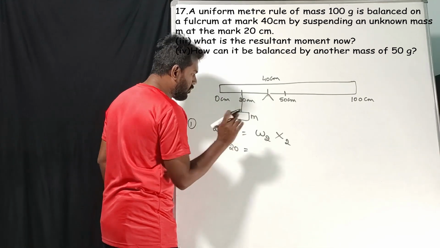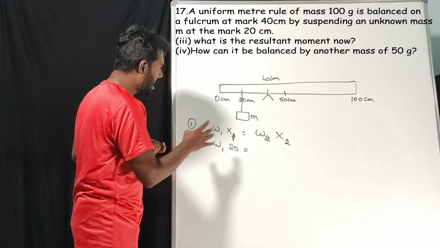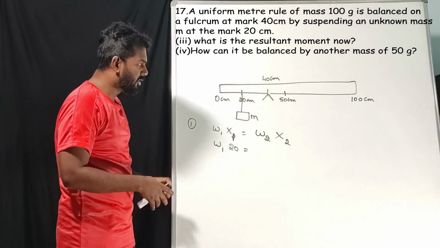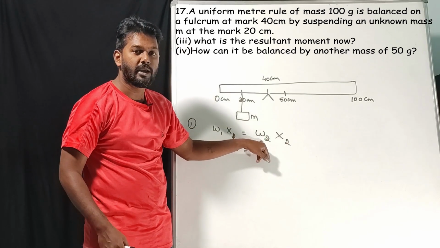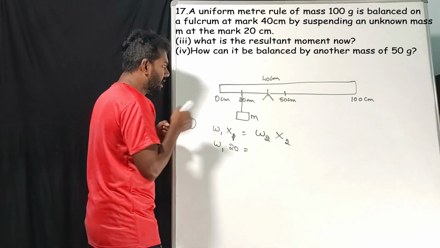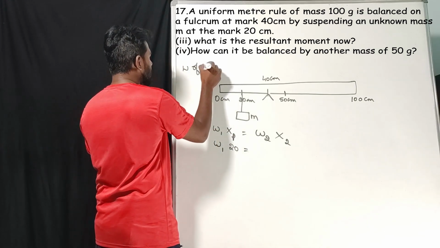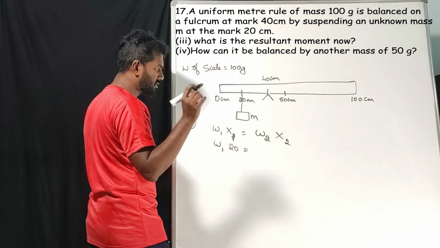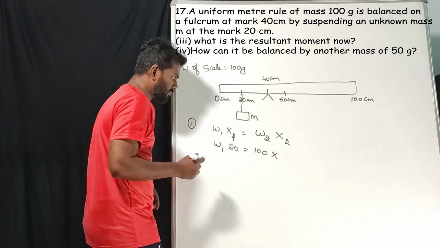And W2. See, W2 will be on that side, from the fulcrum. If we have one load on one side and we don't have another load on the other side, then the value of W2 will be the weight of the ruler, or weight of the scale. That is given. So weight of scale is equal to 100 gram. That is given in the question. Next, so this is 100 into x2.